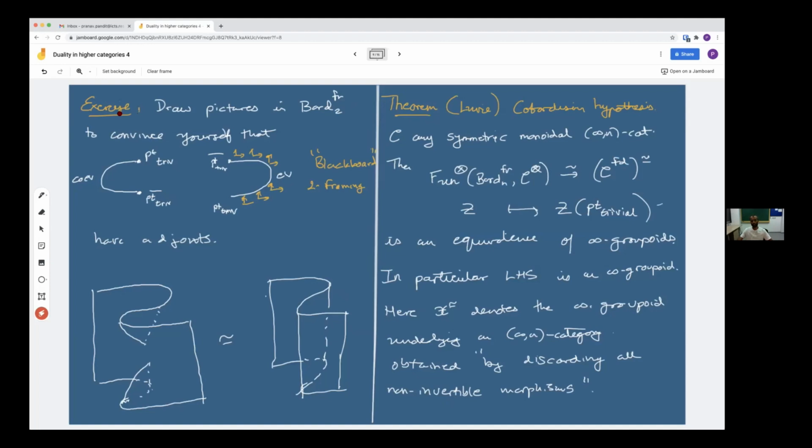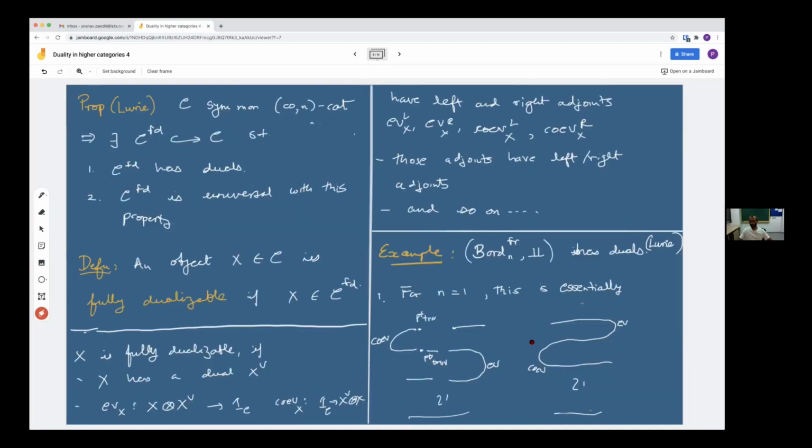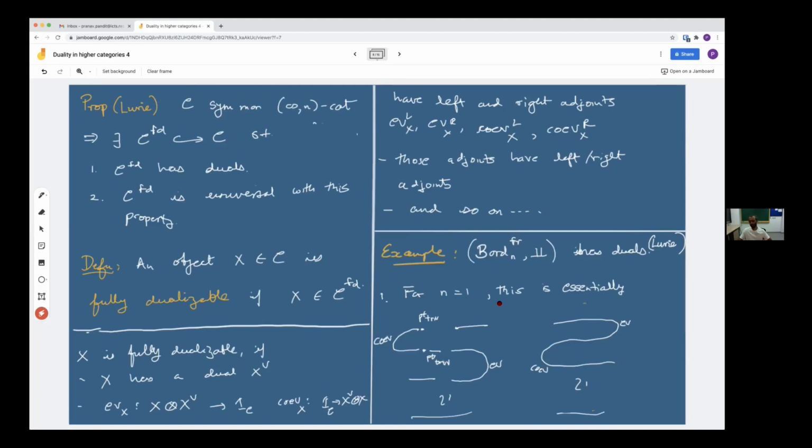Now let's think of Bord_2 framed. Being fully dualizable in Bord_1 framed was a condition on k-morphisms for 0 less than k less than 1, so that's just for 0-morphisms. It's just a condition on objects. All we have to check is that the objects in Bord_1 are dualizable, and the objects are just the point with the trivial framing and the point with whatever framing you want. So that was not too hard.